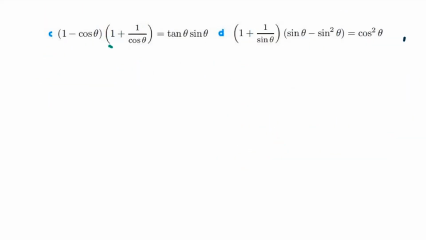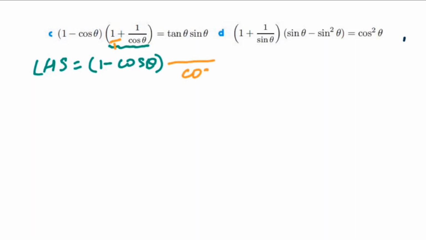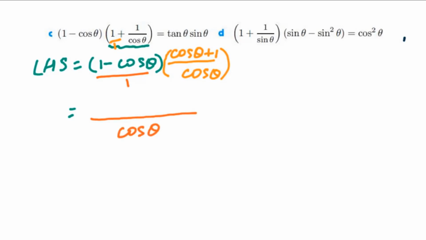For the C part, we're working on this fraction first. So we get started from left hand side. We got the 1 minus cosine theta times, put the 1 over 1. We got the cosine theta. Then cross multiply, we got the cosine theta plus 1. This is multiplication, so I can put the over 1. I will get the cosine theta as a denominator. For 1 minus cosine theta, this is cosine theta plus 1. Basically, that's 1 plus cosine theta.